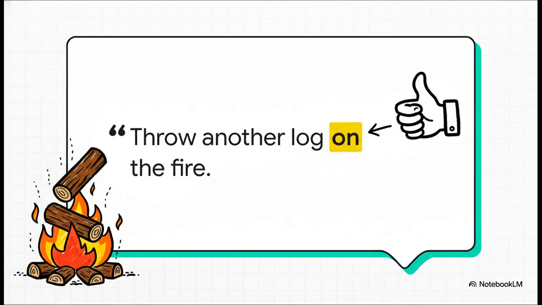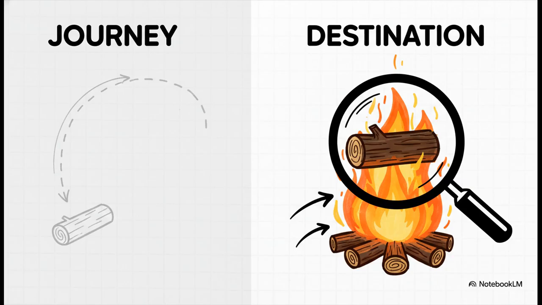Our source gives us this perfect example. Throw another log on the fire. Now, saying onto the fire isn't exactly wrong, but on the fire is super common and sounds totally natural. So why does it work? It's because the point of that sentence isn't the beautiful, graceful arc of the log flying through the air. The point is where it ends up, on the fire. The final location is way more important than the action of getting it there.